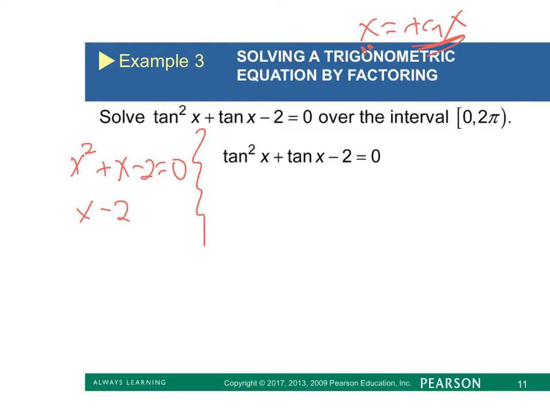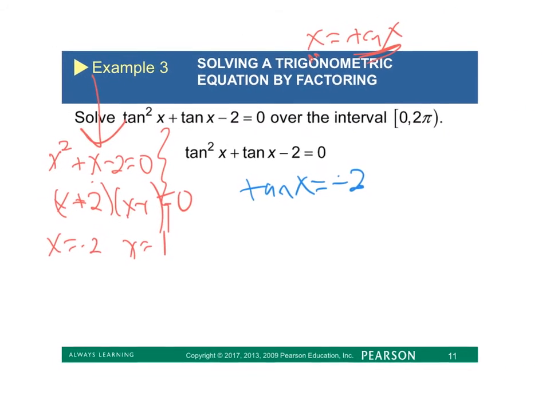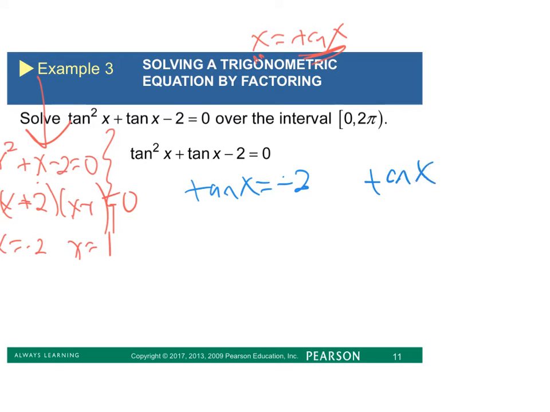X minus 2 times, no, x plus 2 times x minus 1. X squared plus 2x minus x gives me an x. Yes, there it is. So when I solve that, you know that x can be negative 2 and x could be negative 1. Well, this is very good to simplify it, but it's not really what's the case. It is tangent of x is equal to negative 2, and tangent of x equals 1.